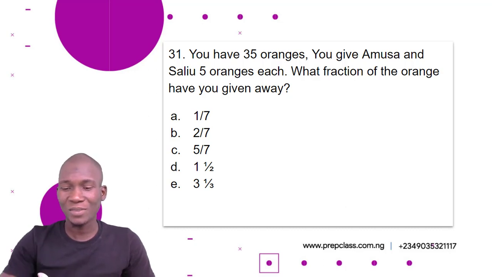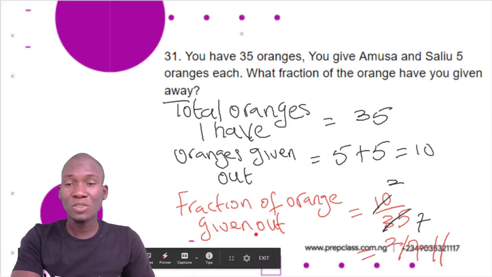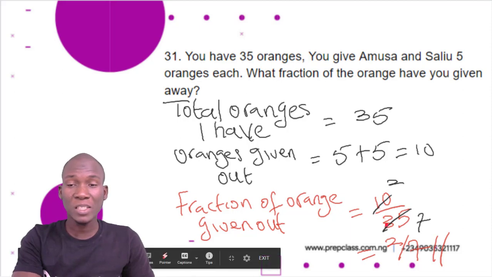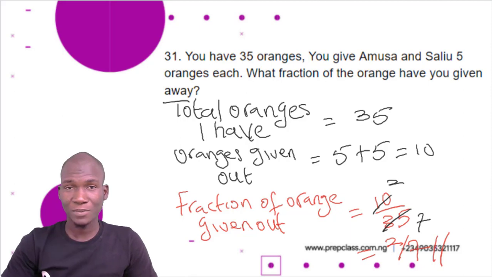So how should we solve this? Now, the total oranges is 35, right? Good. Now, the oranges given out, you gave 5 to Amusa and you gave 5 to Saliu. So it means you have given out 10 oranges in total. Now, we need to find the fraction of orange given out. So this means the orange given out, which is 10, divided by the total oranges, that is 35. So once you divide 10 by 35, what do you get? We start by saying 5 in 10, that is 2, and 5 in 35, that is 7. So we have our answer to be 2/7. It means the fraction of the orange you gave out is 2/7.